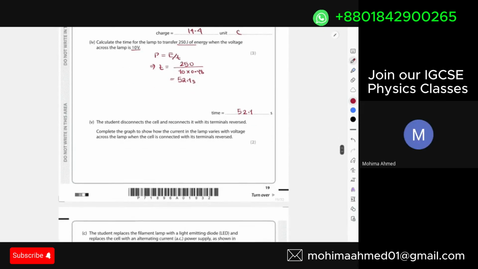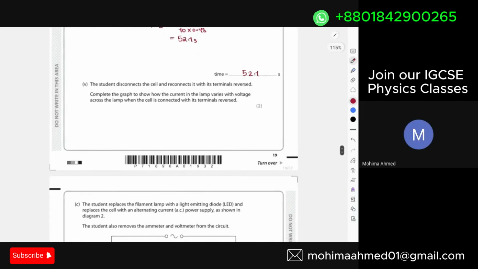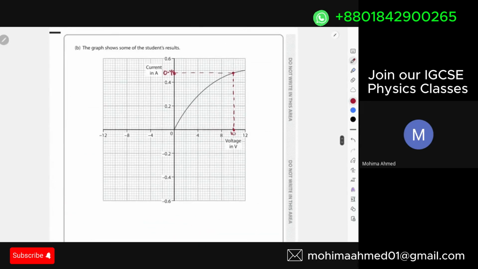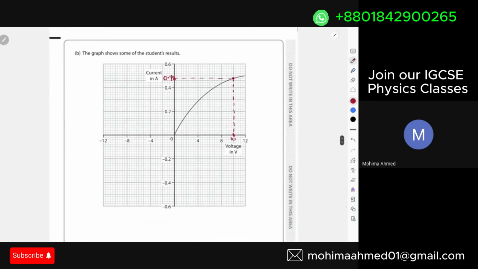Okay, then after this, if we continue, now they're saying the student disconnects the cell and reconnects it with its terminals reversed. Now they have reversed the terminals, and you need to complete that graph over there. In this situation, this is how the graph is supposed to look, right? Exactly the opposite shape to what we created. This is how the shape is supposed to look for this graph.